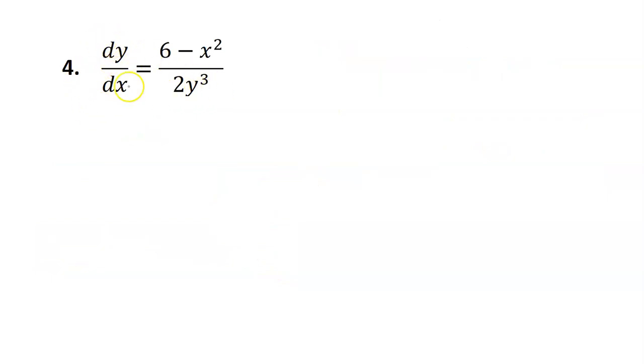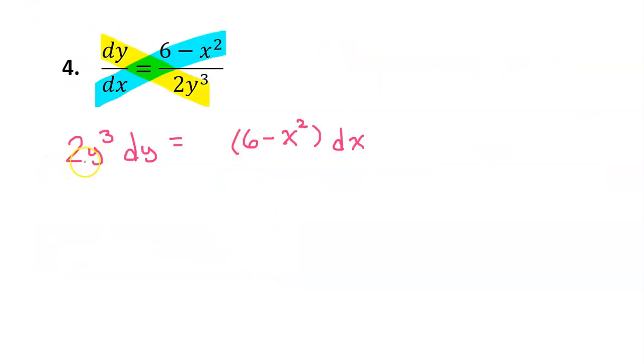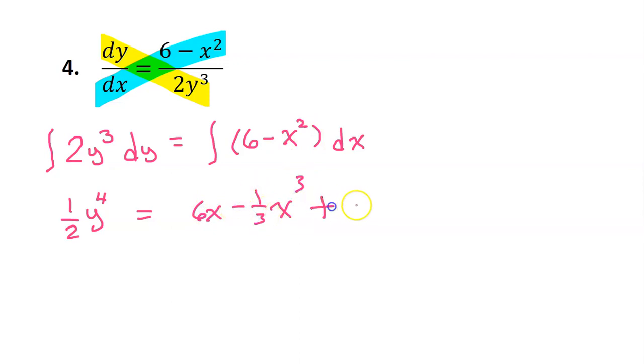On number 4, let's cross multiply again. That gives us 2y to the third power dy equals 6 minus x squared dx. Now let's integrate both sides of the equation. For y to the third power, when you integrate, it becomes y to the fourth power. Then you divide by the 4. 2 over 4 is 1/2. On the other side, the antiderivative of 6 is 6x, and x squared becomes x to the third power with a 1/3 in the front. And let's go ahead and put the plus c.